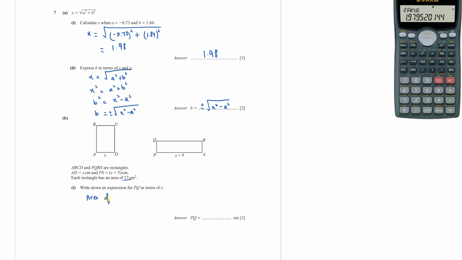Area of a rectangle will be PQ multiplied by PS, length into width. So area is 17, PQ is unknown, that's what we need to find, times x plus 5. So PQ will be 17 over x plus 5 centimeters.